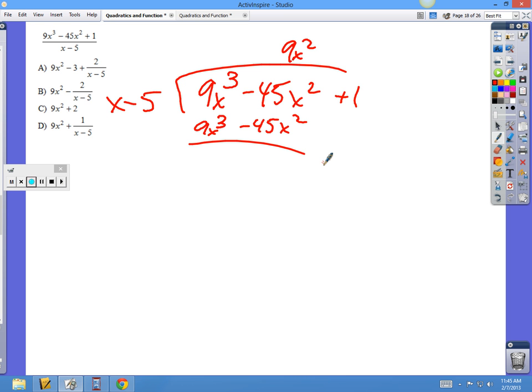Your next step is critical. You have to subtract. So you're going to minus this, or just change the signs on both terms. That's going to turn into a plus. These will always eliminate. And this one also happens to eliminate. And so you bring down and you're left with 1, and that's going to be your remainder. So your answer is going to be 9x squared plus your remainder over the divisor, x minus 5. So that should be D.